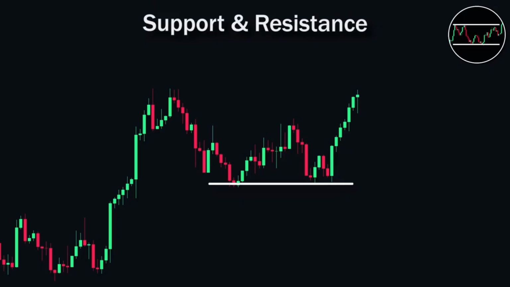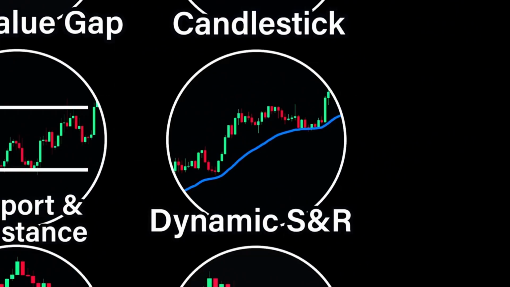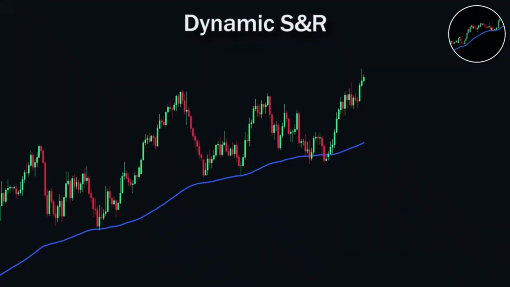Support and resistance. These are key levels that form horizontally where the price has bounced off in the past and could possibly bounce again in the future. If the level is below the price, it's called support, where you can take a buy position if the price approaches it, and if the level is above the price, it's called resistance, where you can take a sell position if the price approaches it. Dynamic support and resistance. Similar to support and resistance, dynamic support and resistance also act as key levels, but instead of using static horizontal lines, it uses indicators like the moving average to act as our key level.